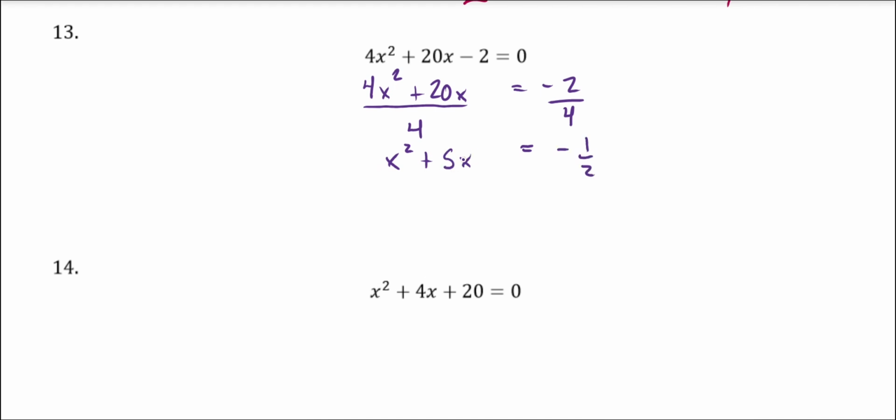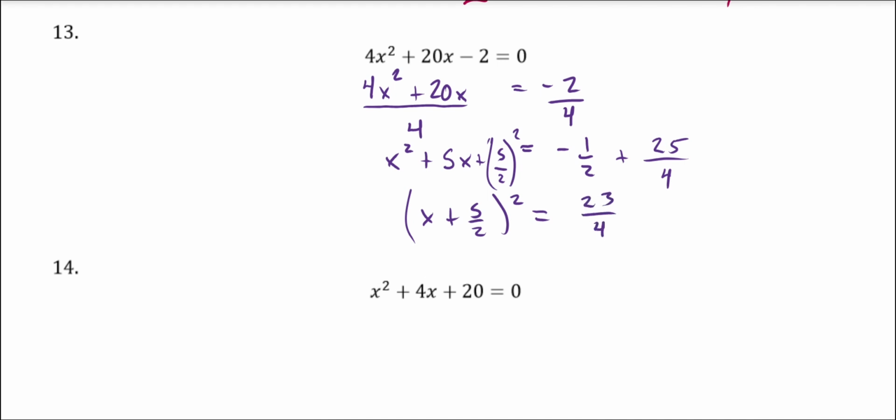Half the middle term is going to be 5 halves, and squaring it, we get 25 over 4. So I want to add 25 over 4 to both sides, which will give me (x + 5/2)² in this case. And this is, of course, 2 fourths, and so we wind up with 23 fourths on this side. This doesn't have a nice root, at least not of the numerator, but that still gives me x + 5/2 is equal to ±√23 over 2.